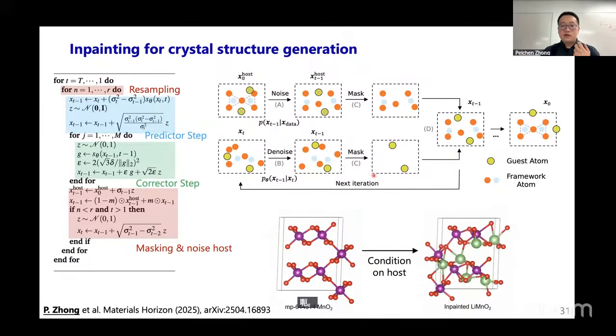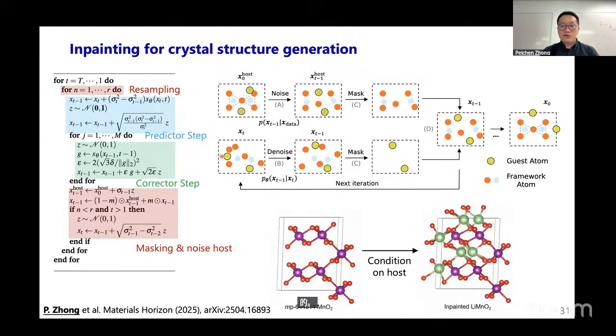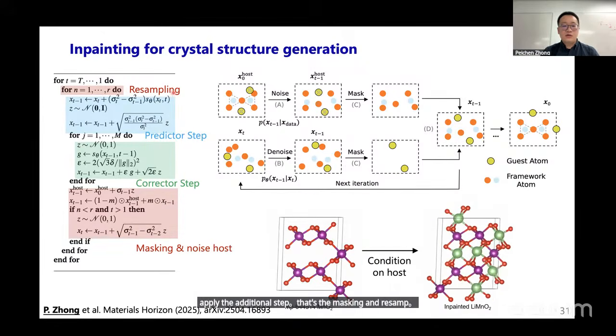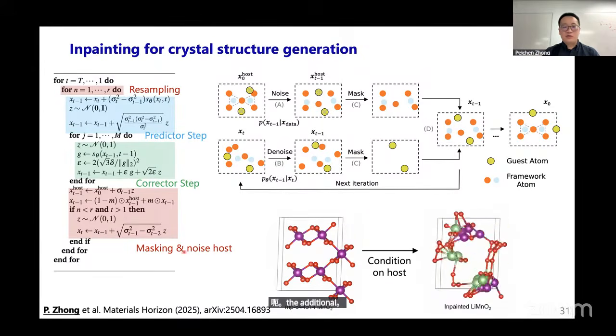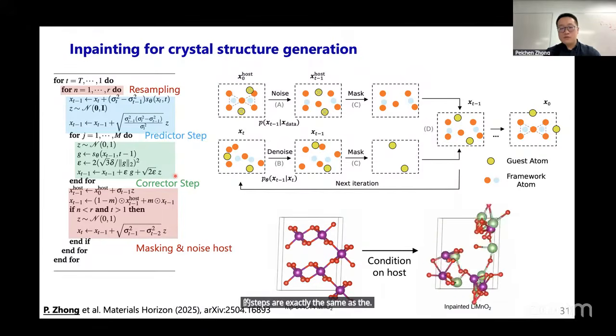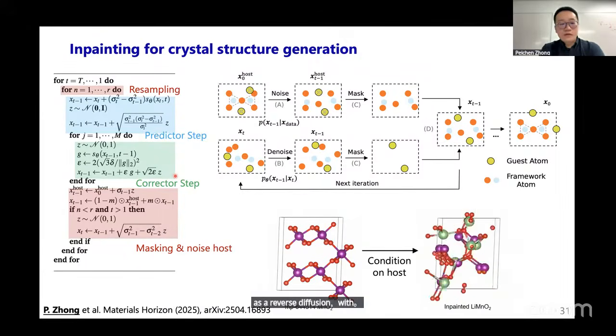But during the generation, you apply the additional step. That's the masking and the resampling. You can use the one model that can do everything, but for the inpainting, inpainting is an inference-only approach. The additional step is the resampling and masking. The other steps are exactly the same as the reverse diffusion with the SDE.